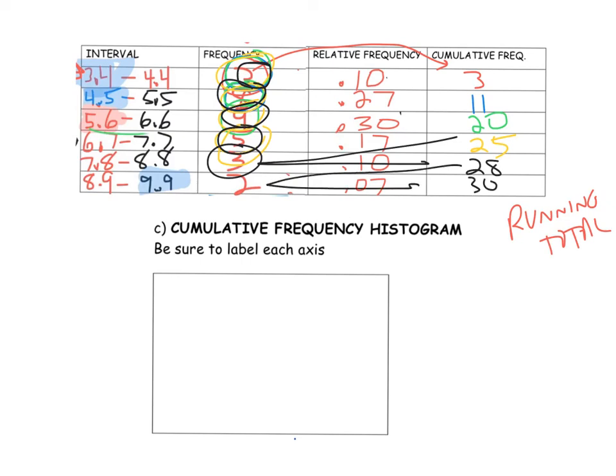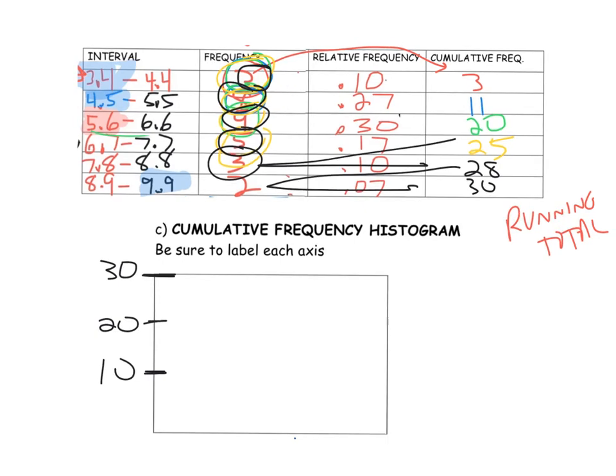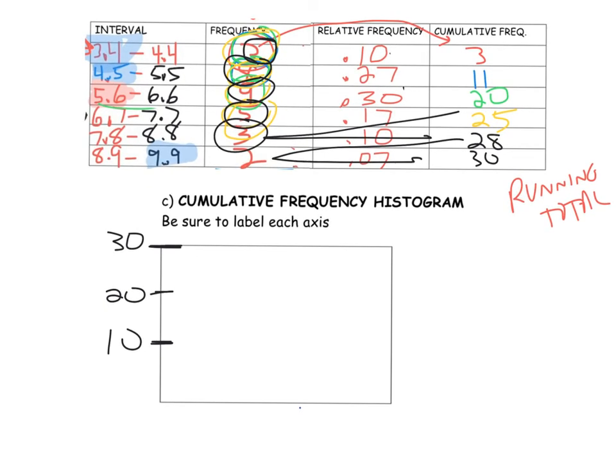Now to construct a cumulative frequency histogram, we're going to put the total number of data all the way to the left, so it's 30. Since it's a nice round number, I'll break up the sides by tens. Once again, we're going to label the bottom, break it up into 6, and then label the starting points. So 3.4, 4.5, 5.6, 6.7, 7.8, and 8.9.